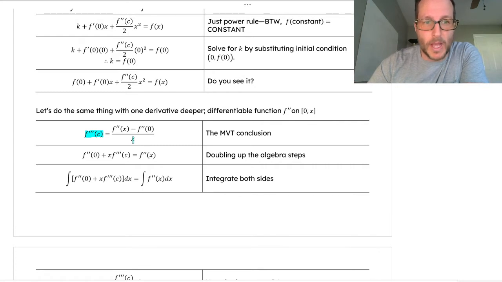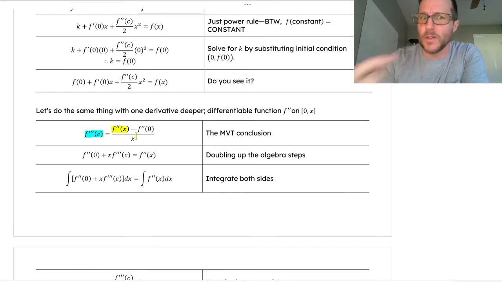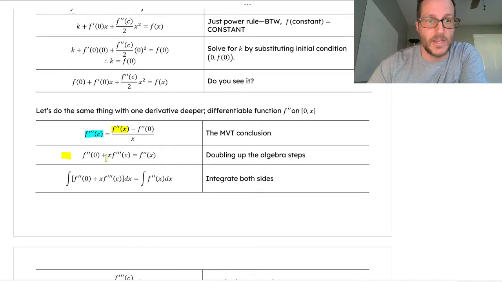So we're going to multiply both sides by x, and then we're going to solve for f prime of x. We want to isolate f double prime of x. After a little bit of algebra, adding f prime of 0, we get this second step here where f double prime of x is equal to this critter. Well, then we're going to integrate both sides.